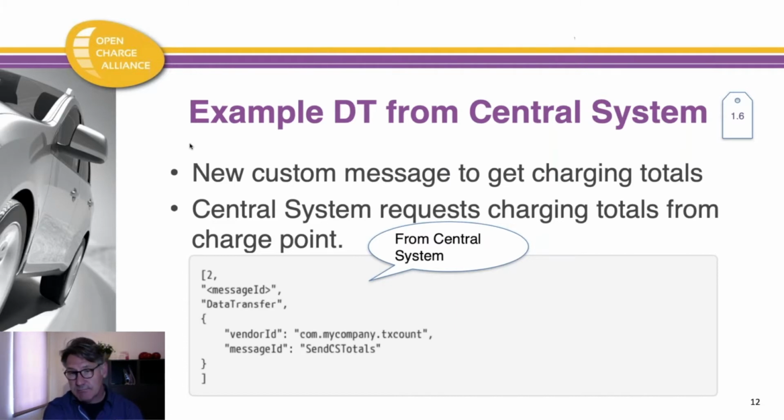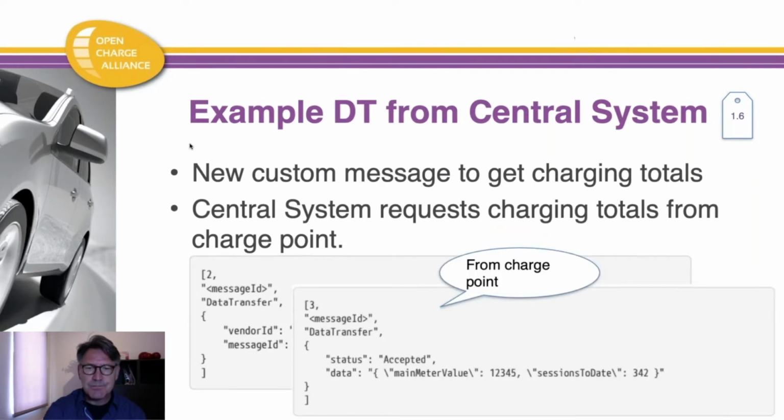And then the charge point will answer with the data transfer that says, okay, accepted. I've accepted the message, and I'm returning the response, the data, namely main meter value being a certain value, and the number of seconds to date that have taken place on this charge point. Well, may or may not be too useful, but this shows you more or less what's possible with the data transfer command.